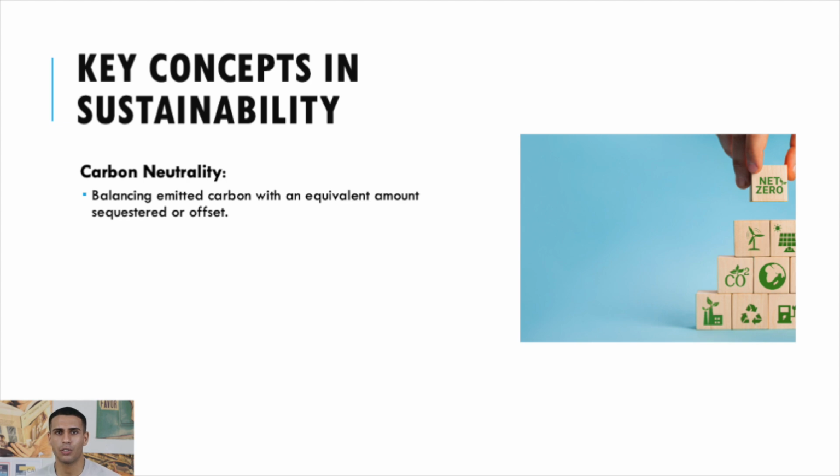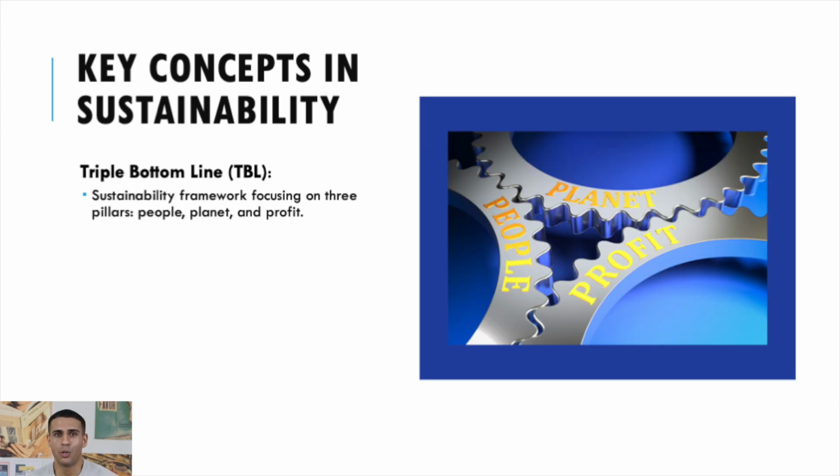3. Carbon neutrality. Balancing carbon emissions by reducing output and investing in carbon offsetting projects to achieve a net zero carbon footprint. 4. Triple bottom line, TBL, a sustainability framework that focuses on 3 pillars: people, planet, and profit. TBL emphasizes that a sustainable business approach can benefit society, the environment, and the bottom line. These concepts form the foundation of sustainable practices that we'll discuss in more detail next.